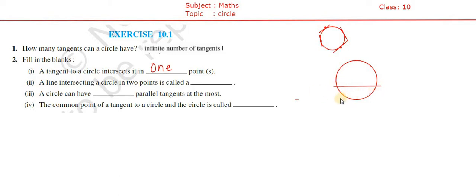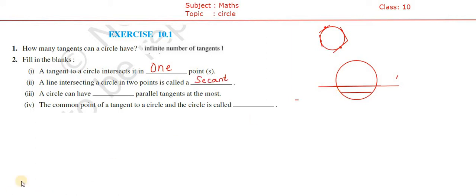So what is this called? Is it chord or secant? It is secant. So this line is a chord, and this line is a secant. Therefore, since it intersects at two different points, the line intersecting a circle in two points is called a secant.